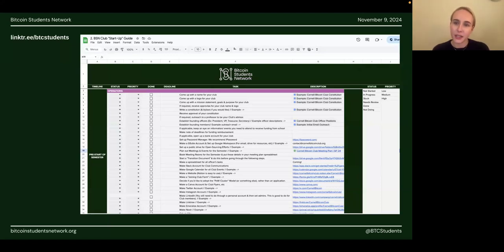And I would say this is probably the most helpful document in that folder that you will see. And this I'm calling like a startup guide. It is broken up on the left. You can see like pre-start of the semester, just during the semester, after the semester, when you might want to think about doing different tasks.